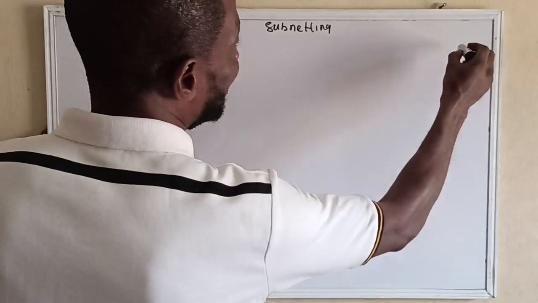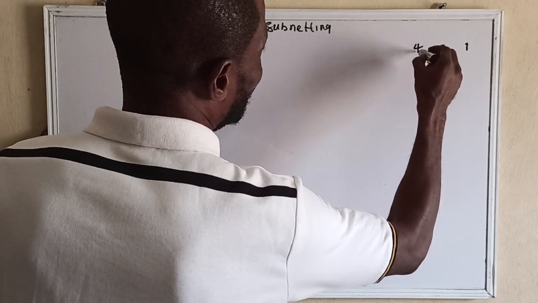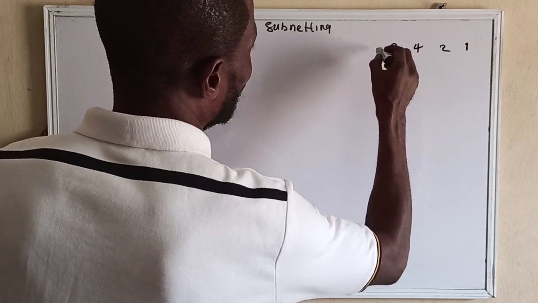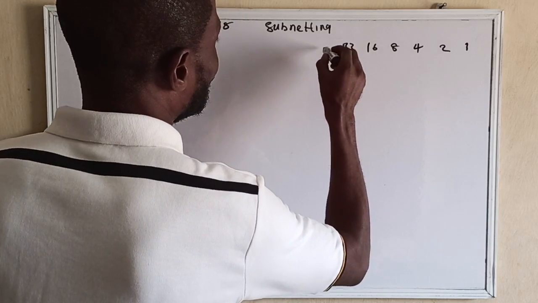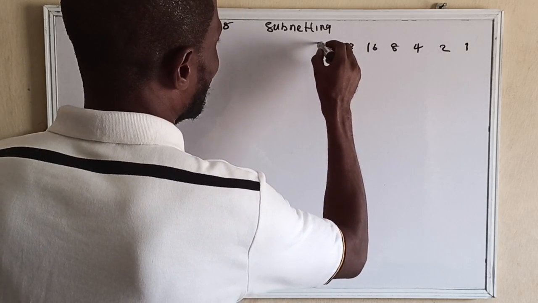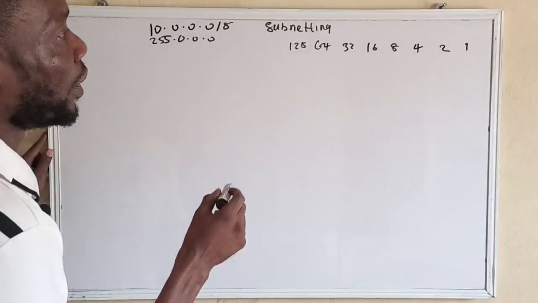This is our place value. I always like to put my place value, and I want you to adopt that measure also: 16, 32, 64, and 128.